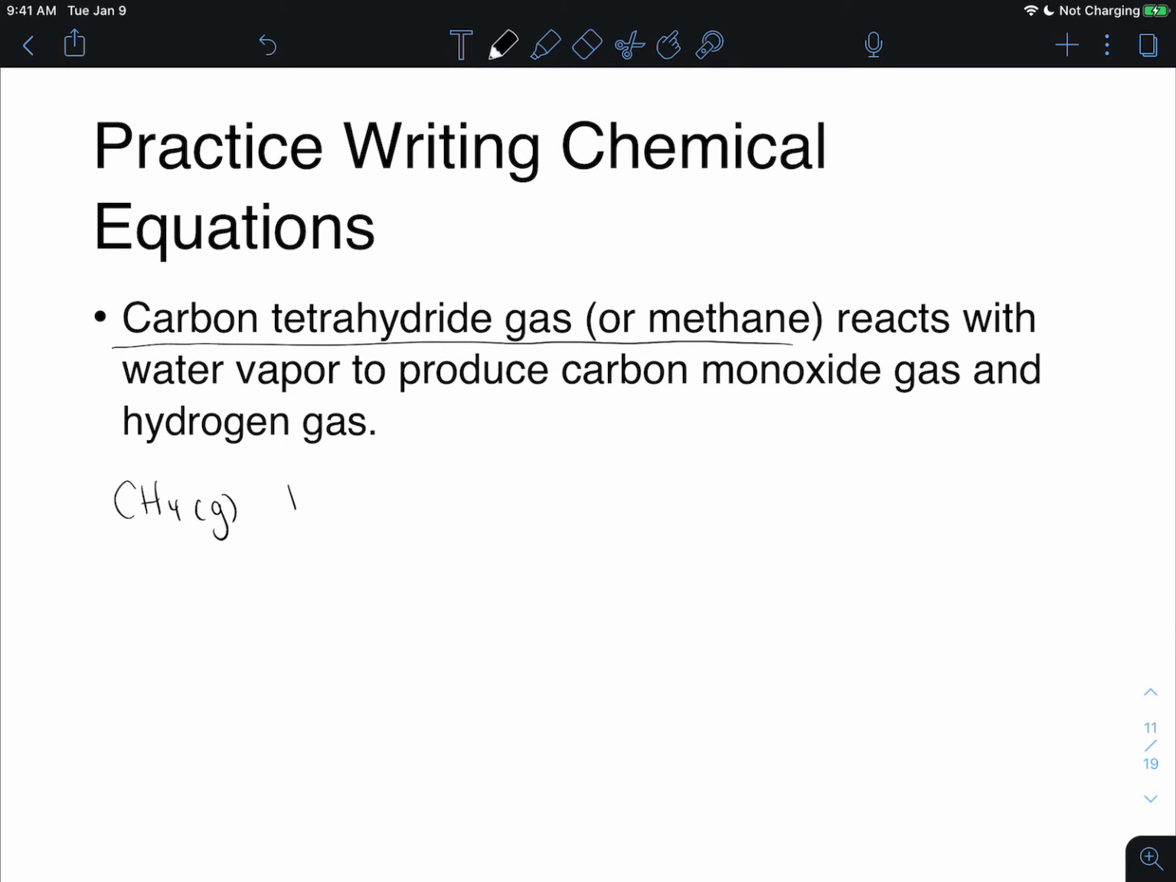It's going to react with water vapor. So water, H2O, and vapor, that means it's a gas. To produce, that means we have an arrow. Carbon monoxide, 1 carbon, 1 oxygen, gas form, and hydrogen gas. So hydrogen gas, that is one of our diatomics.